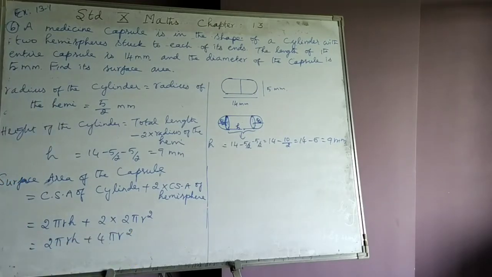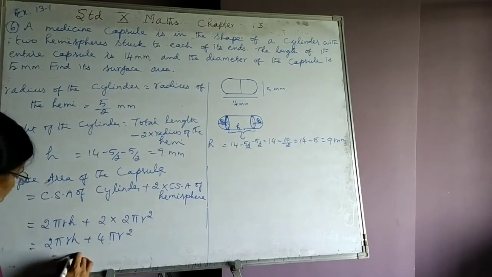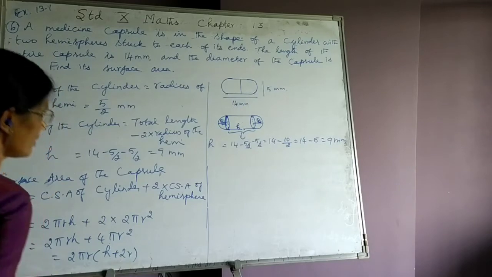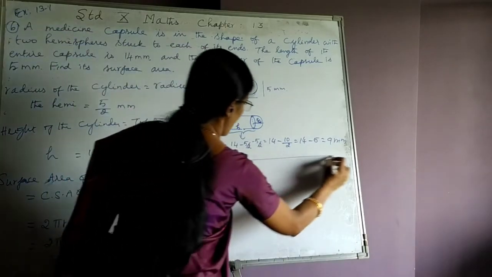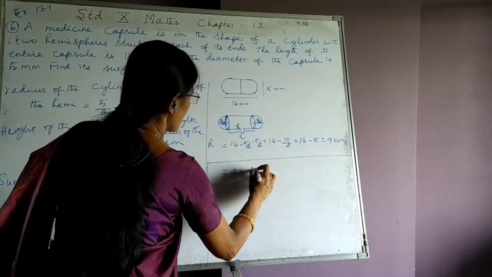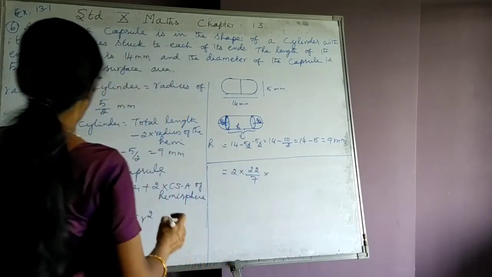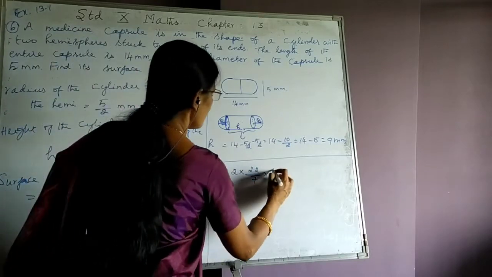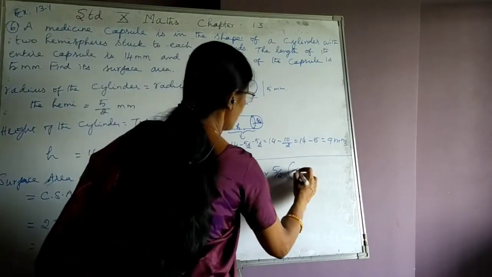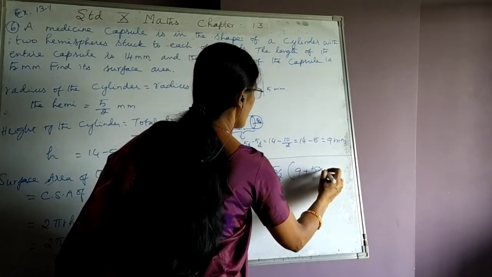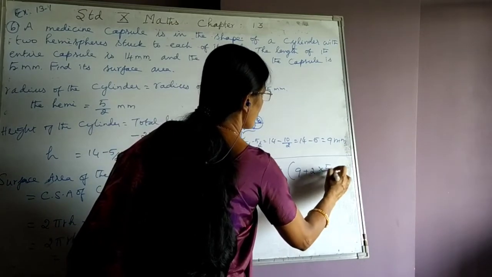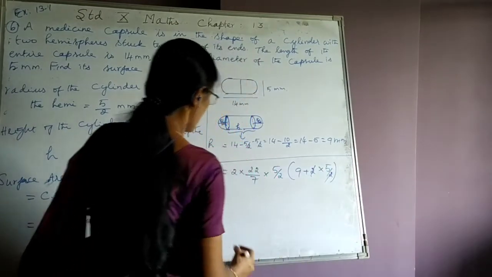We can take the common term out here. 2 pi R is the common term. H plus 2R is the remaining. Now we are going to substitute it. 2, value of pi is 22 upon 7, R is 5 upon 2, multiplied by H. H is 9 plus 2 into 5 upon 2. 2 gets cancelled.